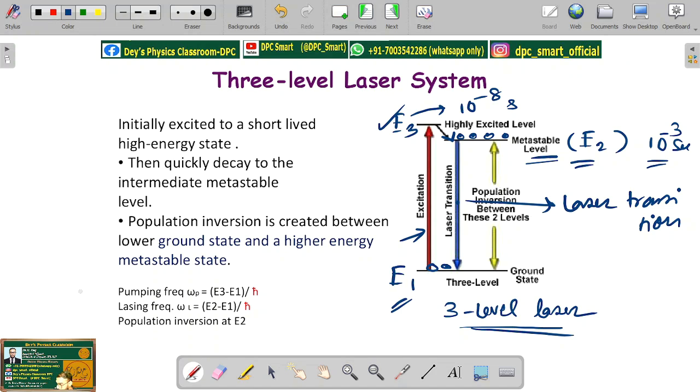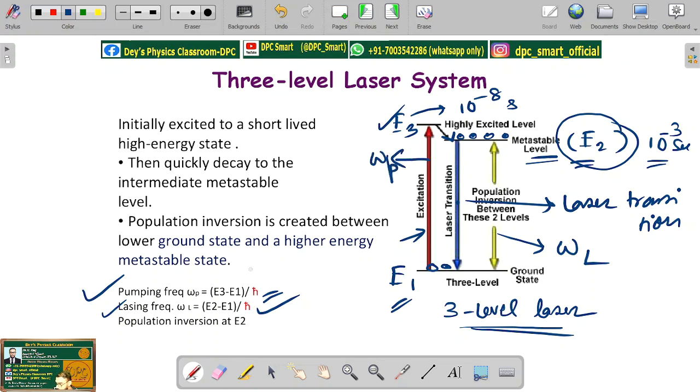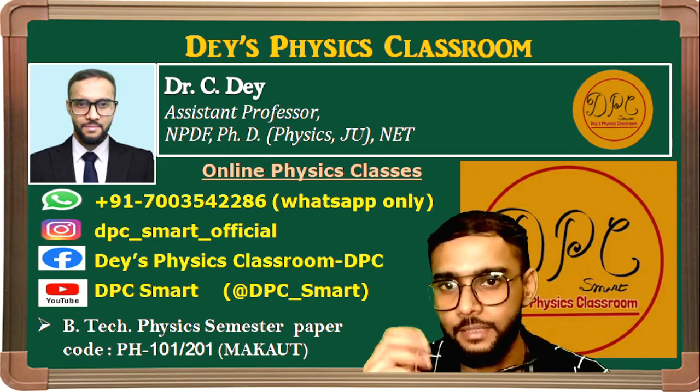The pumping frequency here, denoted by omega p, would be (E3 minus E1) divided by h cut. The lasing frequency would be omega L, denoted by (E2 minus E1) divided by h cut. Population inversion is occurring at level E2. So this is the frequency of the laser, and this is the frequency of pumping. So omega p is E3 minus E1 by h cut, omega L is E2 minus E1 by h cut. So this is the 3 level laser system. An example of a 3 level laser system is the ruby laser.